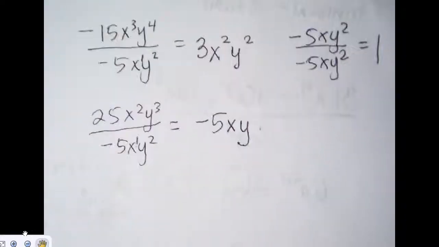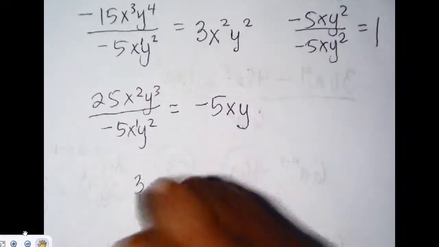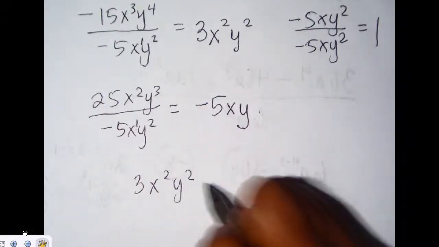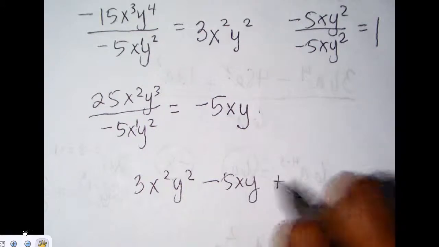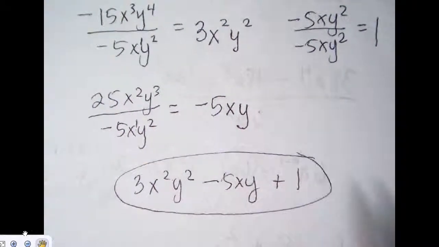Okay, so the final answer to this problem is going to be 3x squared y squared minus 5xy plus 1. Okay, so again, you're just dividing that individual monomial into each individual term in the trinomial. Okay, so I want to do 1 or 2 more of this one, and then I'm going to make like a part A and a part B.